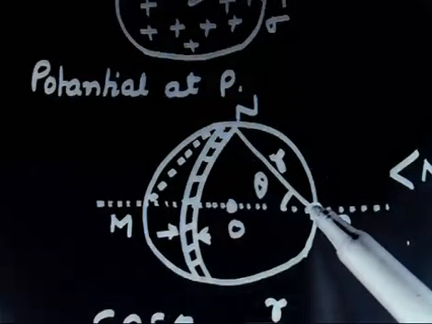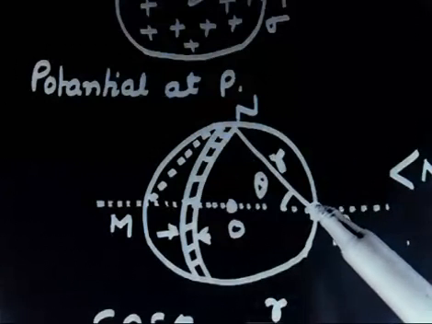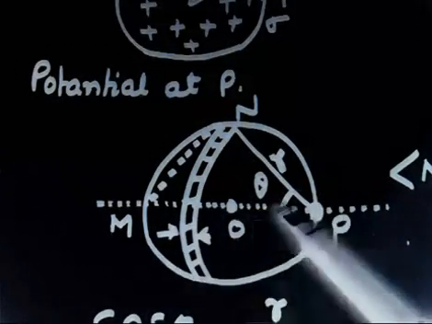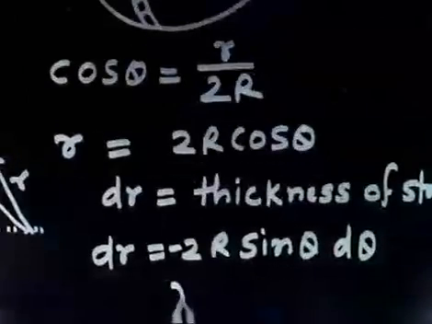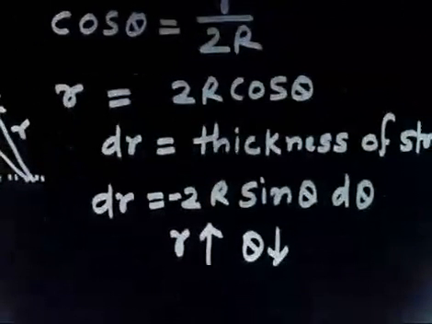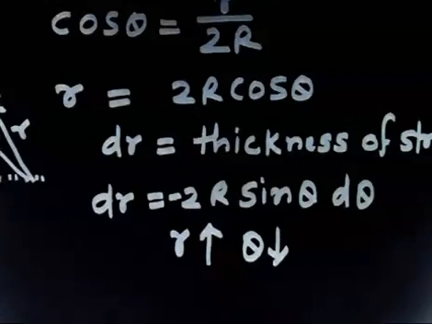This is the initial R. If theta is equal to 90 degrees, R is 0. When theta is 0, R is 2R. So this negative sign shows that if I increase R, theta will decrease, or the other way around. If I decrease R, theta will increase. So that is the minus sign.